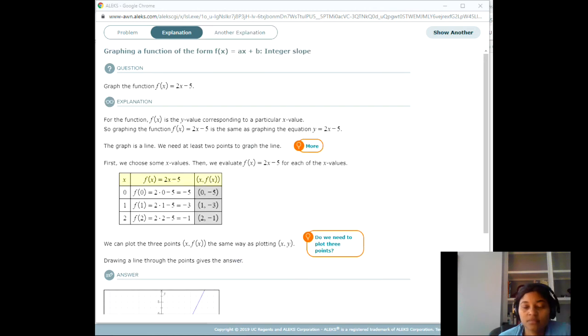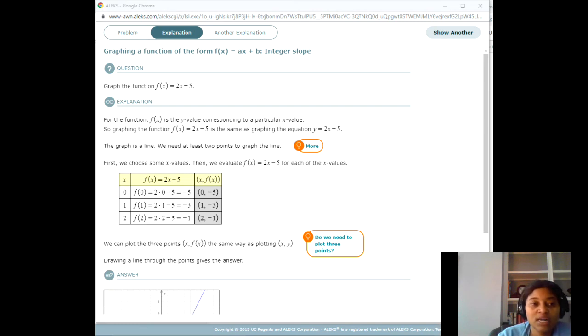The absolute last problem. Okay, so this one is very similar to one that we've already worked previously. It says graphing a function of the form f of x equals ax plus b, integer slope. So the graph, it says graph the function f of x equals 2x minus 5. So keep in mind, we see f with the parentheses of x. That simply tells us right away that we're going to put something in place of x. And so the easiest numbers to choose would be 0, 1, and 2.